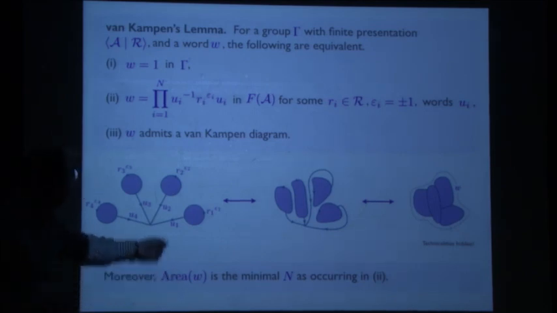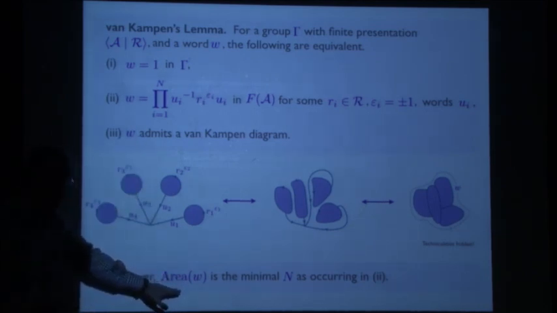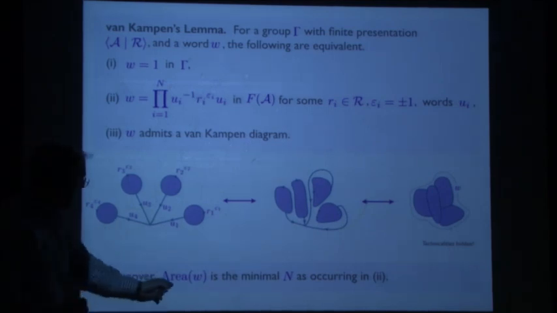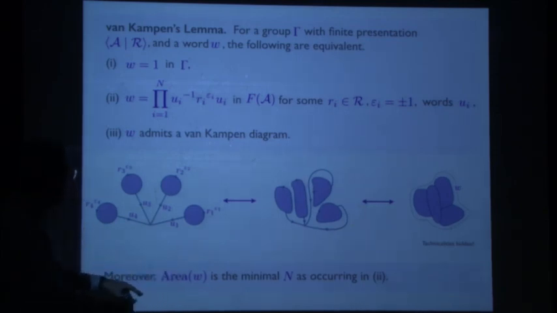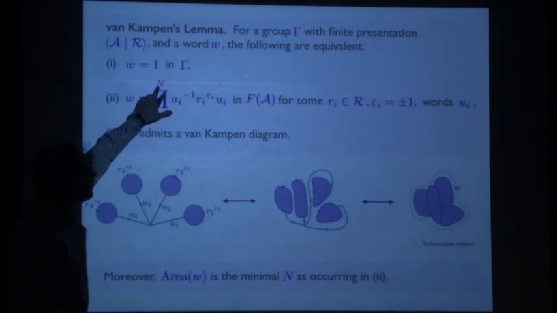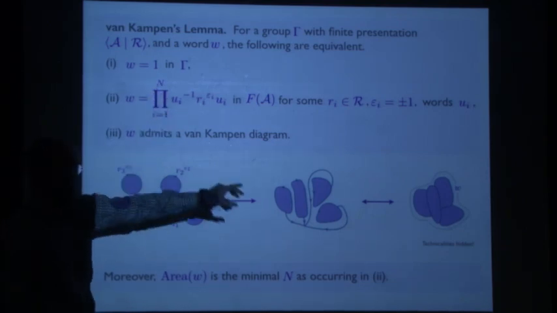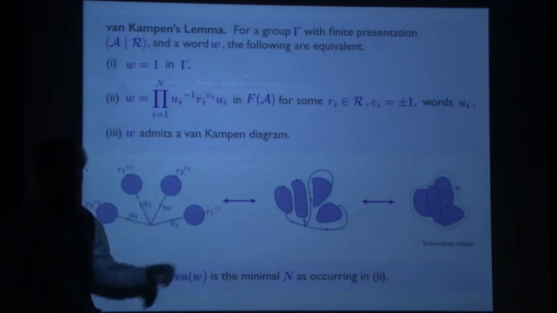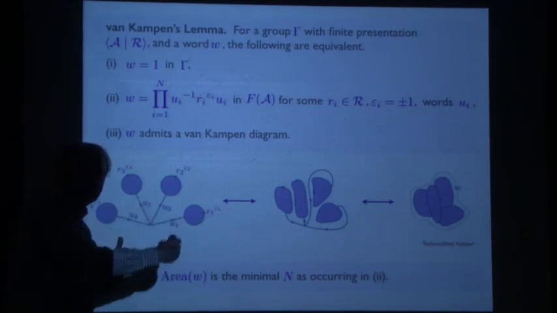And the area of the word, we've now got three senses for area, all equivalent. The area of the word is the minimum n that occurs in this product. It's the minimum number of faces in a Van Kampen diagram, and it's also the minimum number of steps in that Dehn proof system.